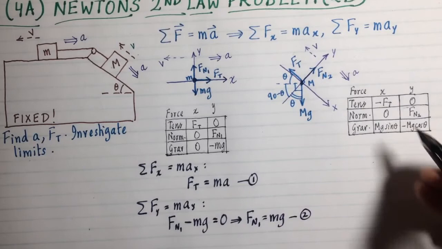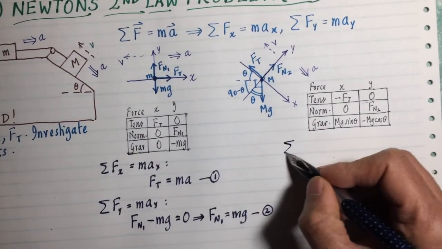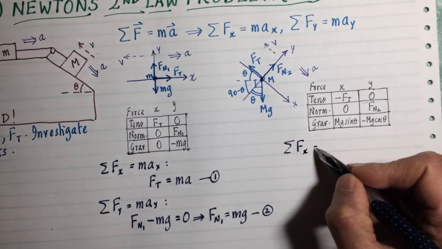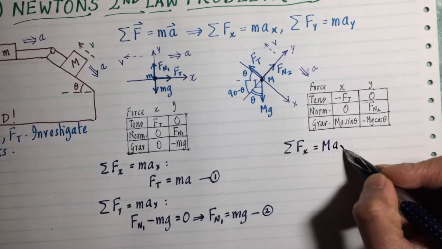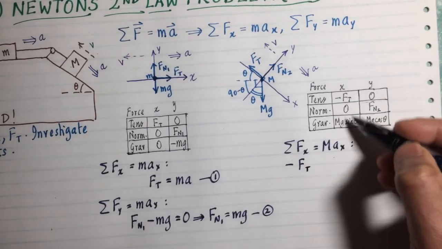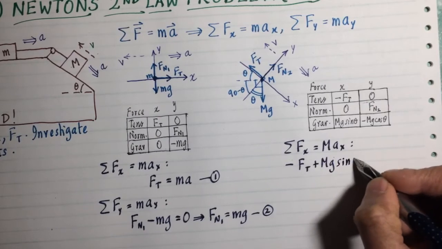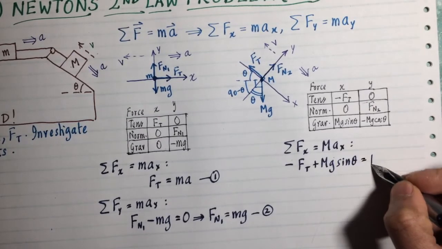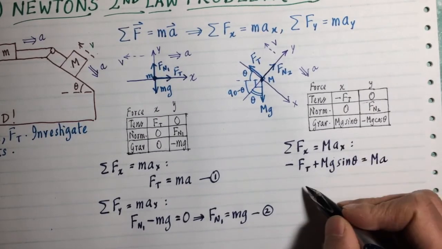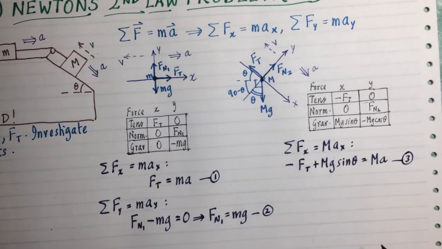Equation 2. Let's go ahead and do the same 2 equations here. Sum of all the forces this time equals capital M times ax. That's giving me negative Ft, but there's also an mg sine theta, and that's equal to Ma. Let's solve this. Well, actually, let's just keep it like that. Let's call this equation 3.